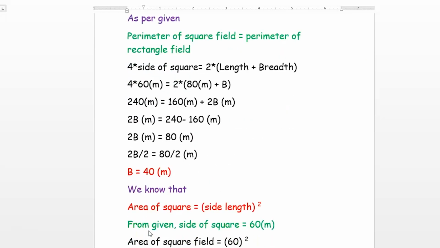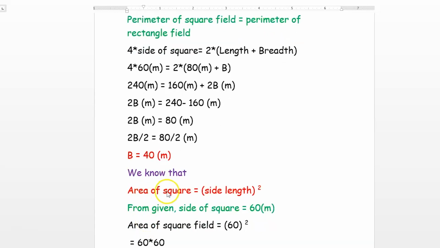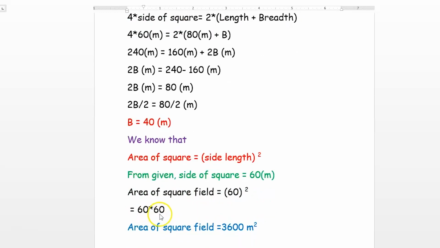Now we want to compare the area. That is our given question, right? So the area of the square and the area of the rectangle. We want to find which figure has the largest area. The area of the square, we know, is side squared. From the given, the side of the square is 60 meter. So the area of the square field is 60 square, so 60 into 60. So the area of the square field is 3600 meter square.